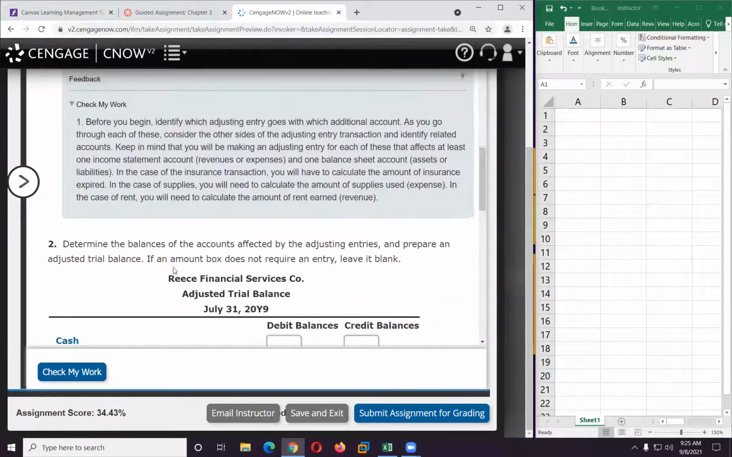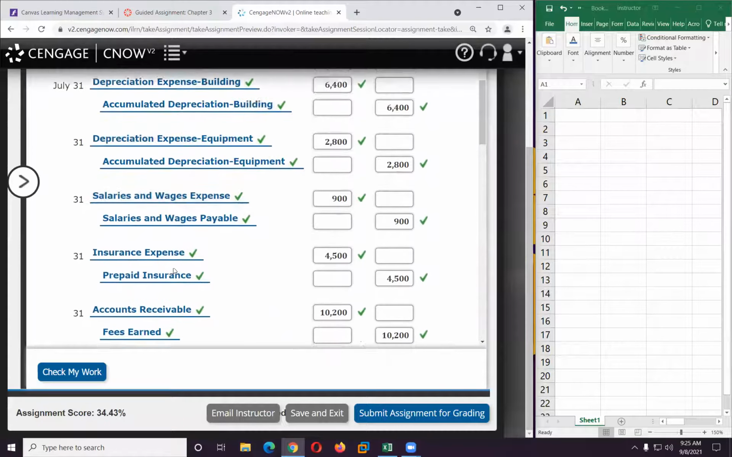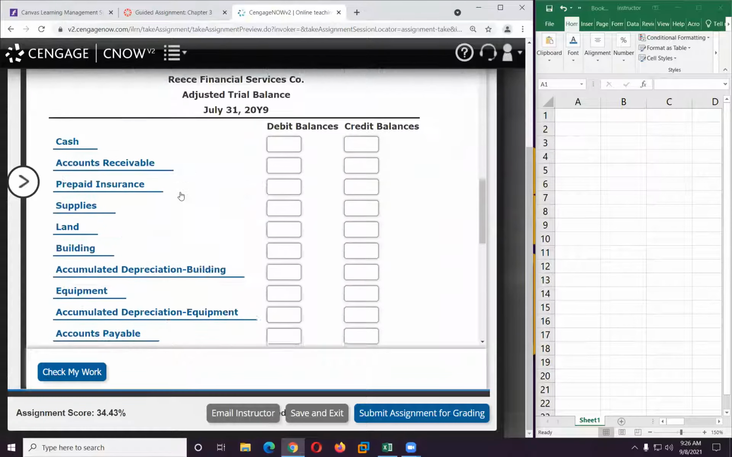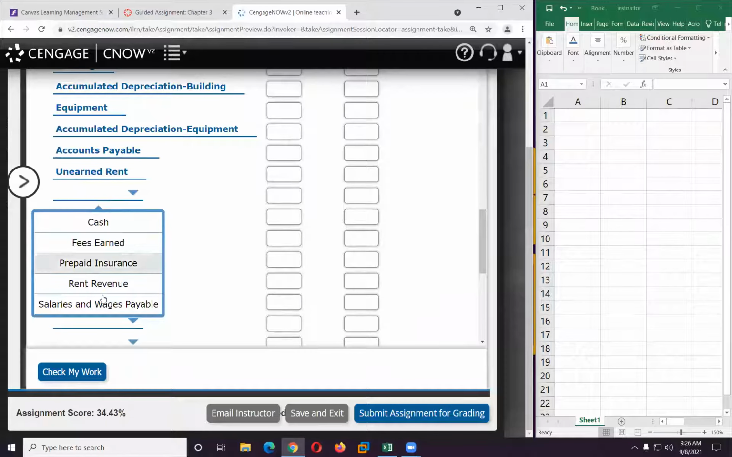And then I'll look up at my adjustments and see if there were any liabilities added. And there was a salaries and wages payable that was not on the unadjusted trial balance, but in the process of doing our adjustments, we've added that. So there's going to be a balance in that account. So it has to go on our adjusted trial balance.